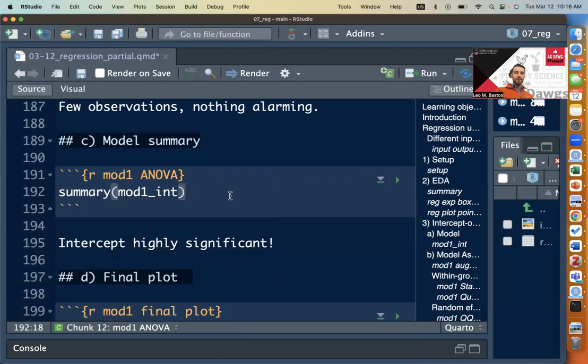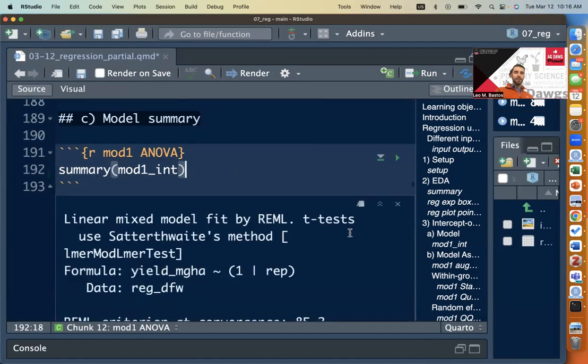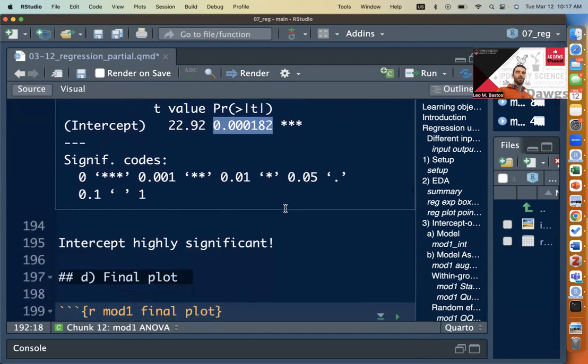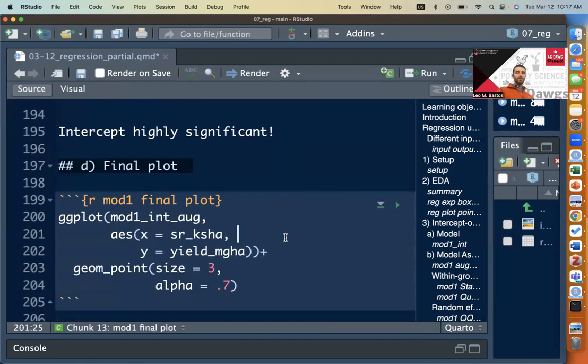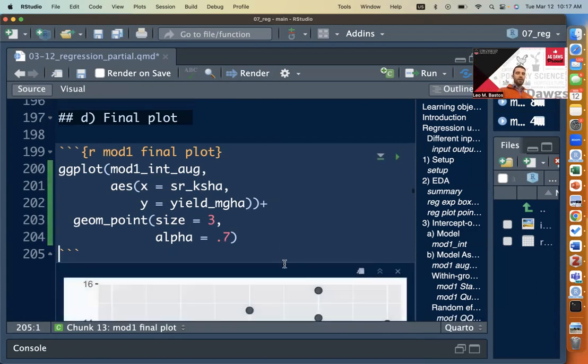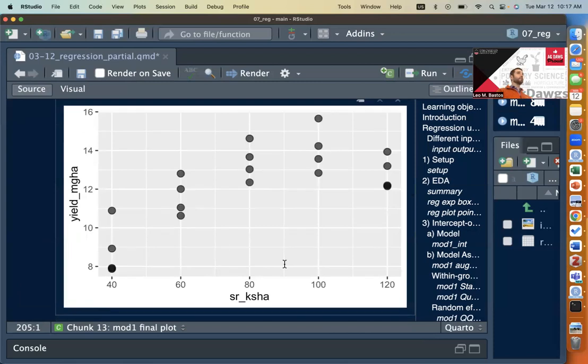Finally, I just want to ask for that summary again, just so we take another look at it, and we confirm that our intercept is highly significant. Right, so we see that on the p-value. And then let's do a final plot. I think here I may be asking for your help. Let me see. Yeah, so if we just run what you have right there, this is basically what we had before.